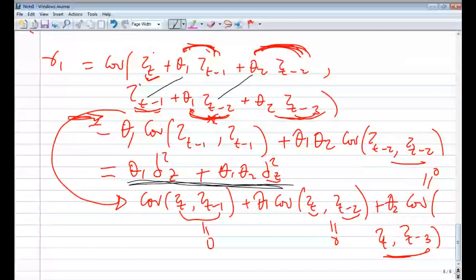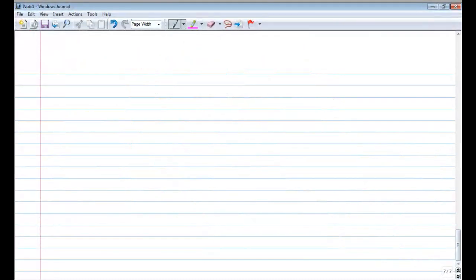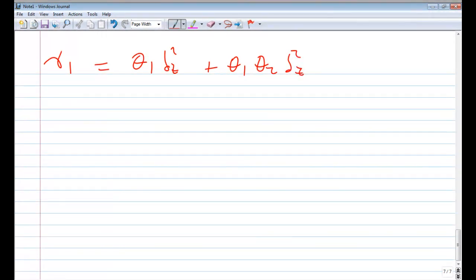So our gamma 1, let me just go to the next page. Our gamma 1 is equal to theta 1 sigma squared z plus theta 1 theta 2 sigma squared z. That's our gamma 1, isn't it? Even here, you can find the common factor, which is theta 1, open brackets, 1 plus theta 2, close brackets, sigma squared z. Are we together? So this is our gamma 1. We have calculated gamma 0 and gamma 1. Now let's go to gamma 2.